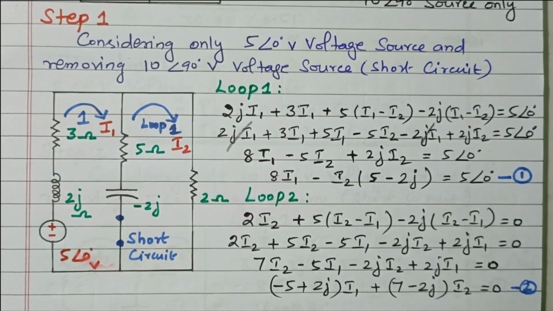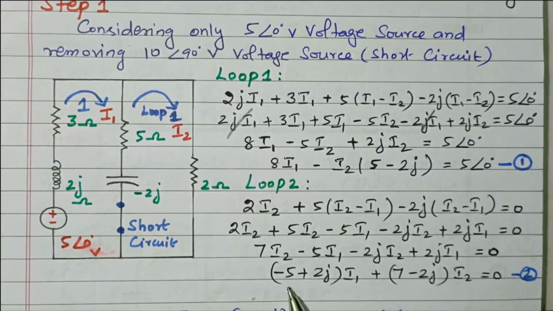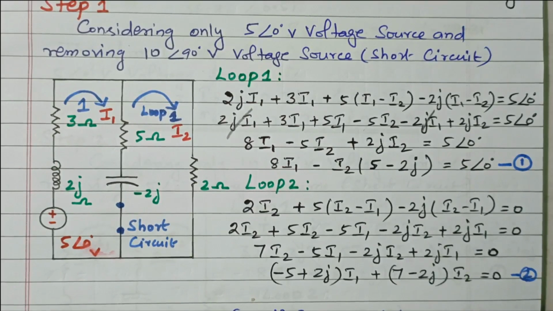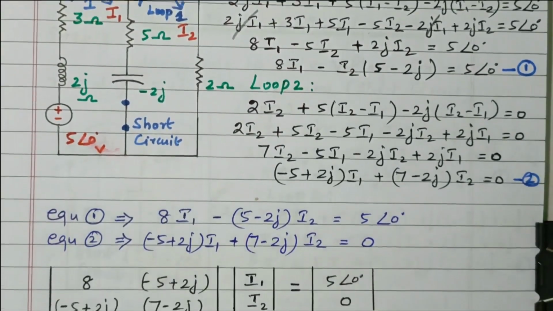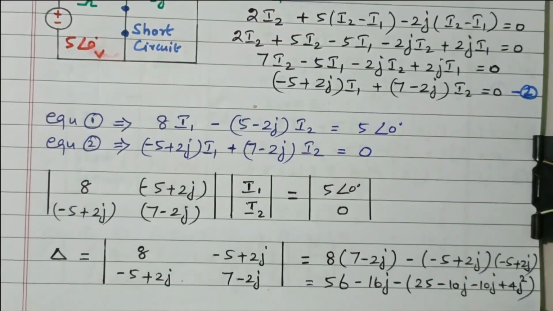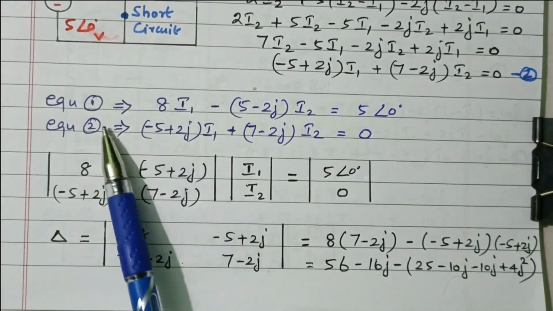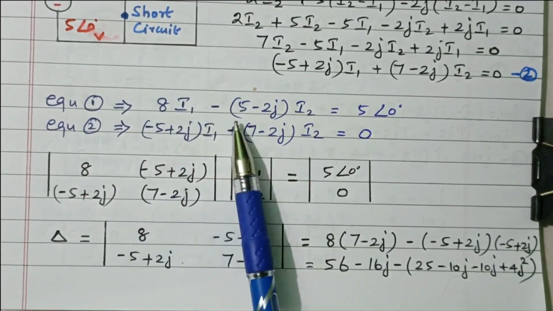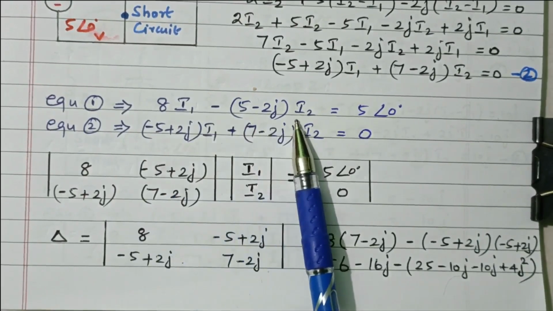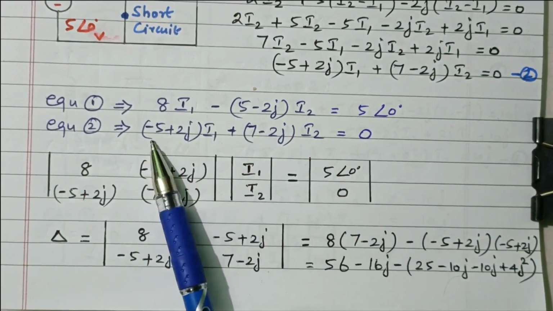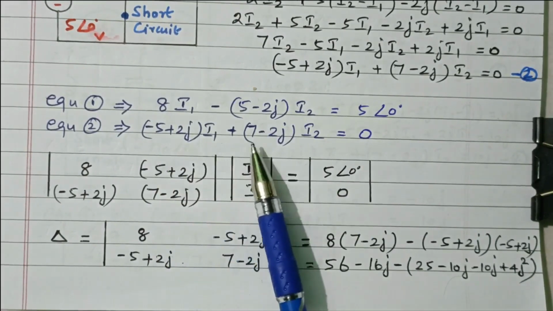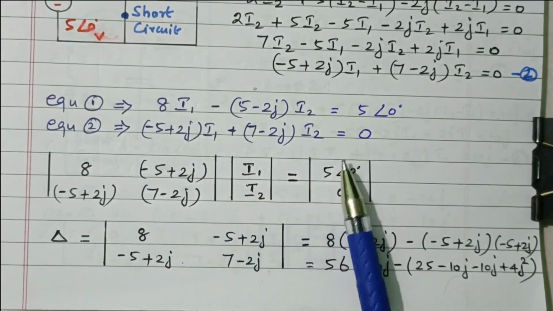So after simplification, what did we get? Minus 5 plus 2j I1 plus 7 minus 2j I2 equal to 0. Right? So we have equation 1 and equation 2. Now we need to solve equations 1 and 2 for further simplification. So equation 1 is written as 8 I1 minus 5 minus 2j I2 equal to 5, and equation 2 is minus 5 plus 2j I1 plus 7 minus 2j I2 equal to 0.